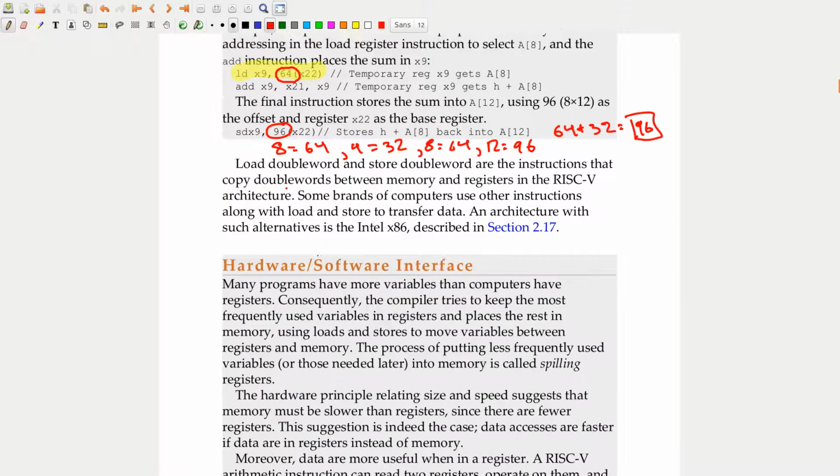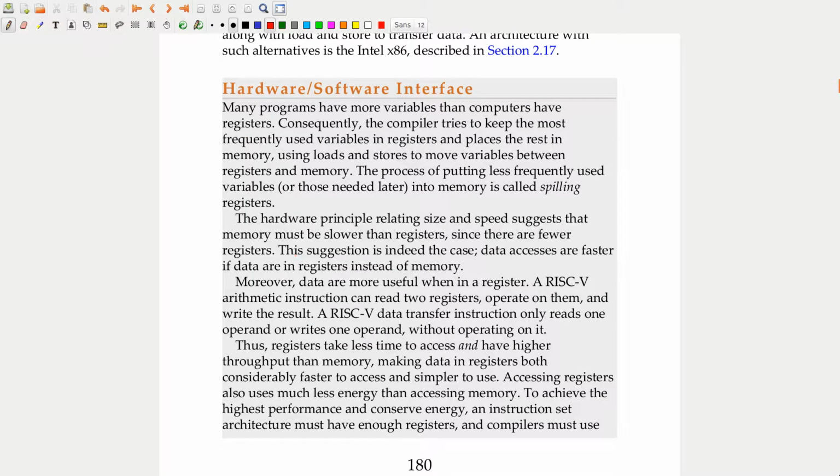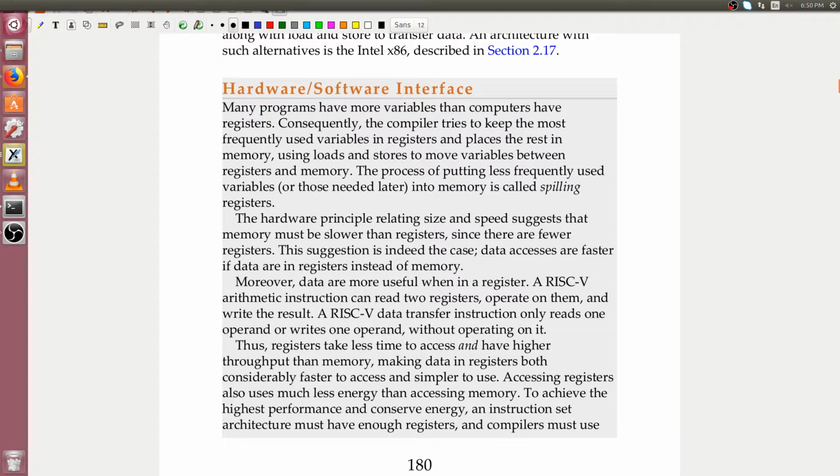Okay, that's it. Fairly simple. See, here's the thing about computer architecture. It's all simple. It's just confusing. There's nothing extraordinarily complicated, but they make it confusing.